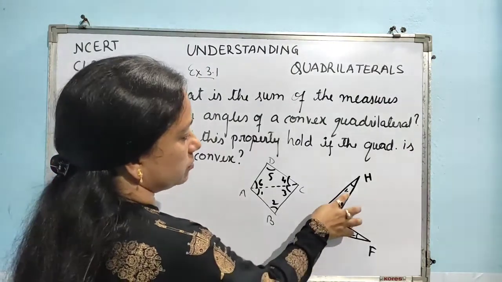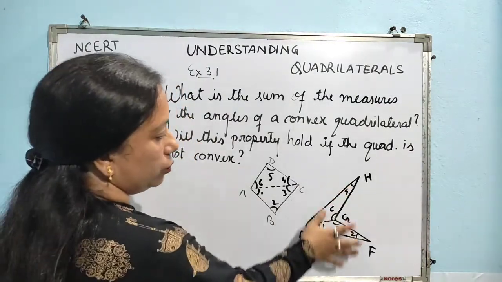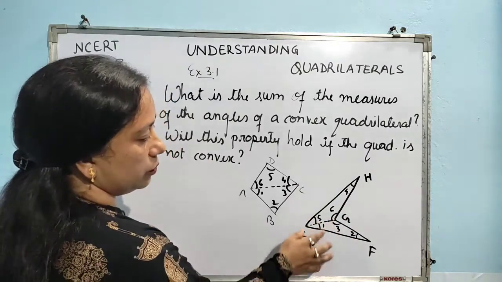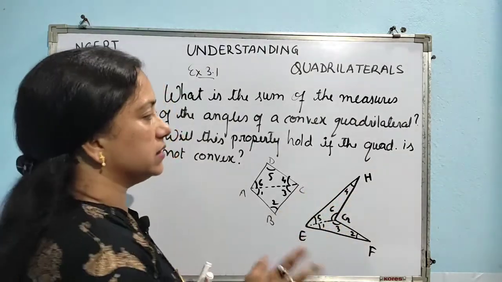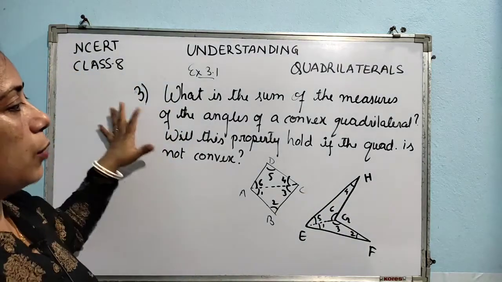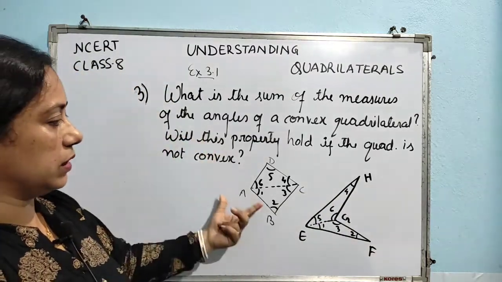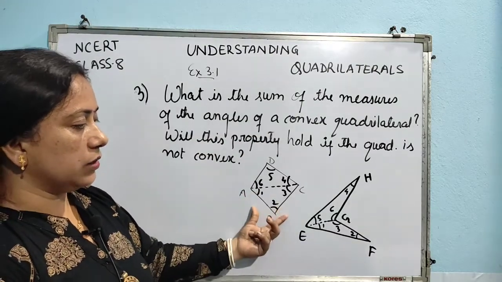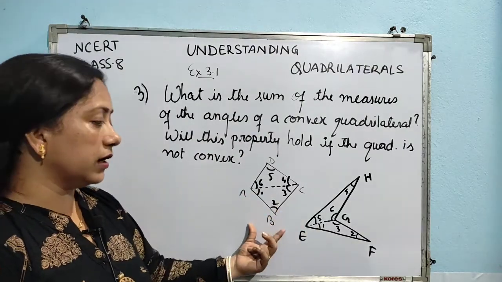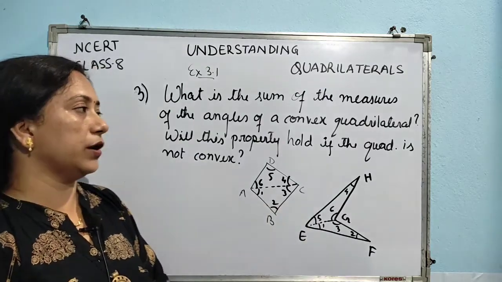Angle 5 plus 6 plus 4 is equal to 180 degrees. When we do the sum of both of these, we are definitely going to get the sum of all the angles to be 360 degrees. So yes, the angle sum property of quadrilateral holds for both convex as well as concave quadrilateral.